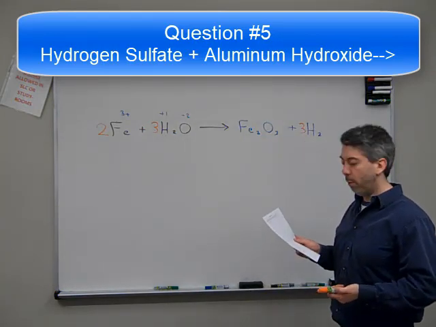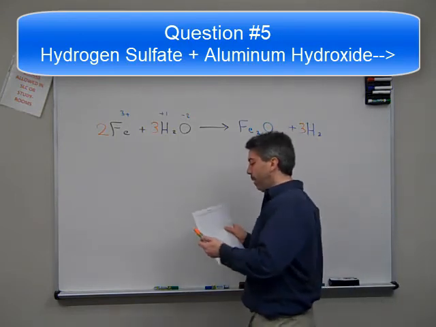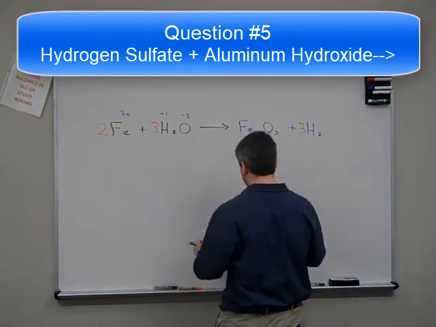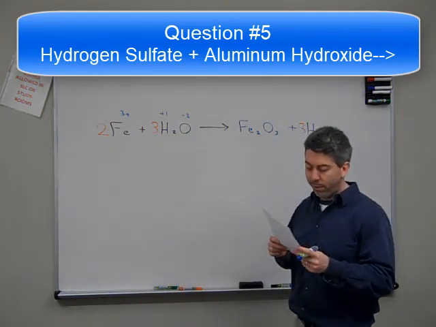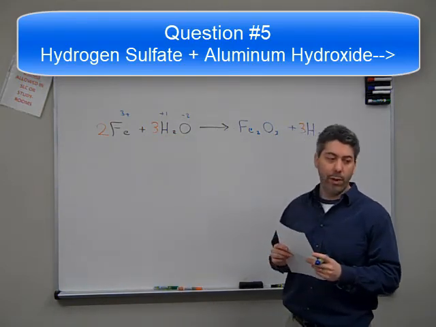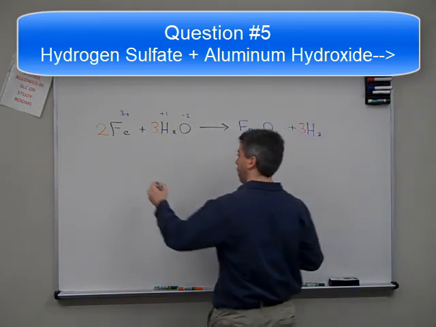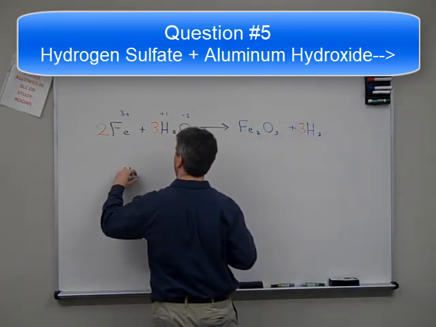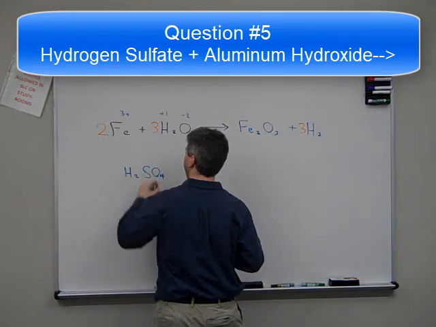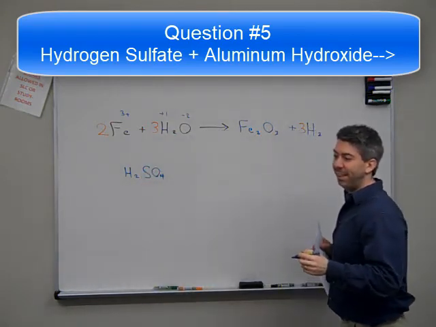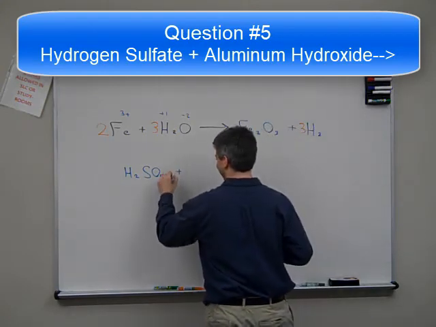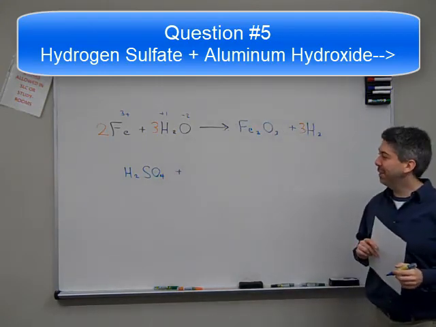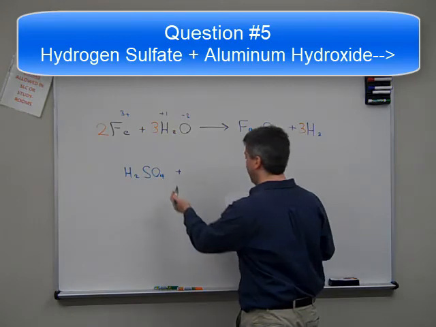So let's do this double replacement reaction. These are some of the most challenging to predict the products for, which is why I wanted to do it. So what is hydrogen sulfate? What's the formula for hydrogen sulfate? H3SO4. H2SO4. Just kidding. Okay, H2SO4. Yeah. So hydrogen is a +1, sulfate's a -2, so it's H2SO4.